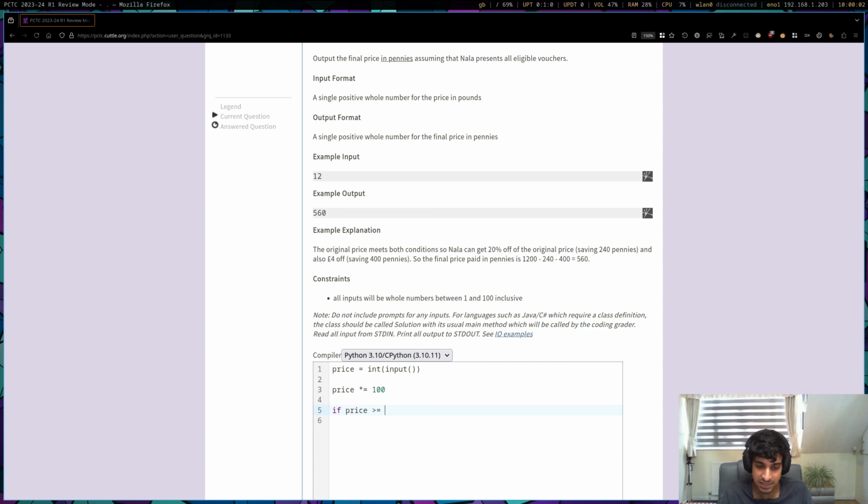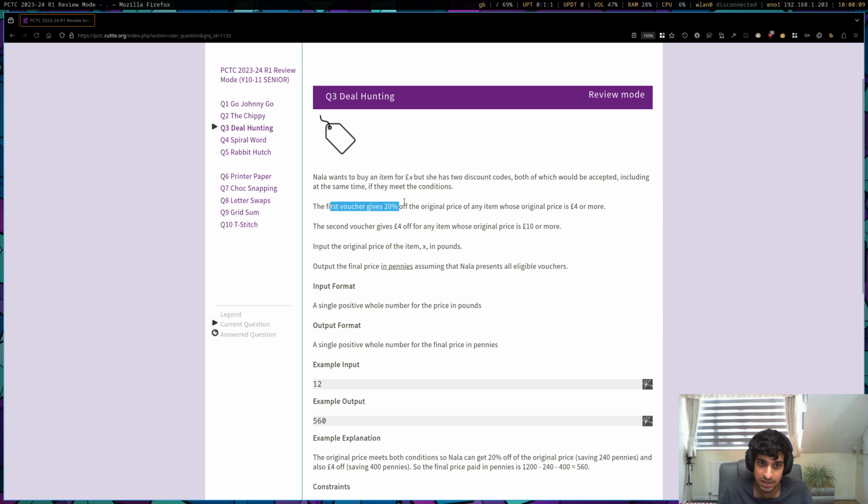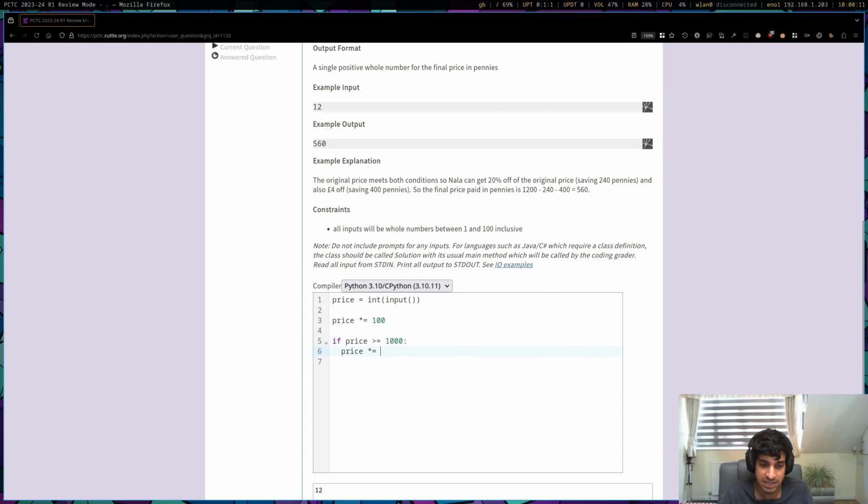So if price is bigger than or equal to 1,000 pennies, which is equal to £10, then we want to firstly take off the 20%, which is the same thing as multiplying it by 0.8. And then we also want to take off the £4, which is 400 pennies.